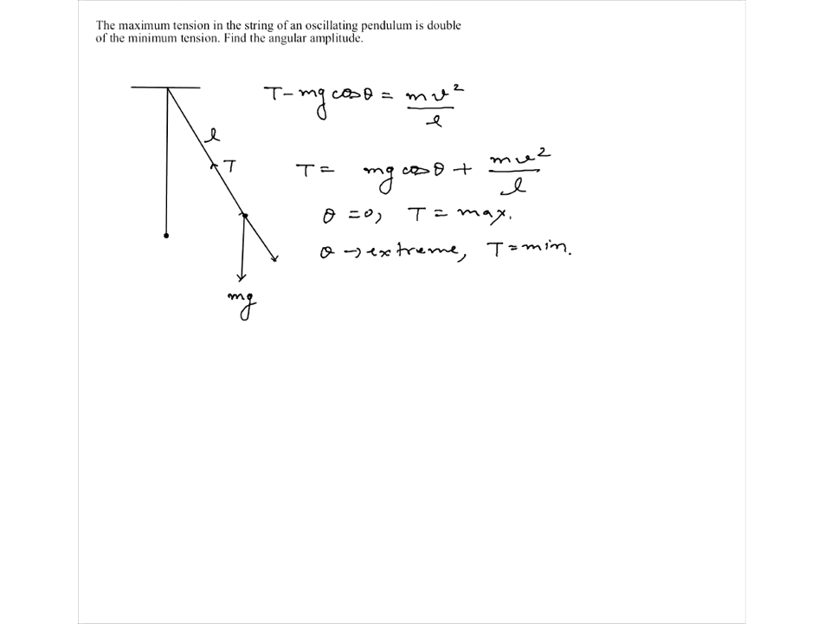That can be taken as hint or clue. Mean position, tension is maximum. Extreme position, T is minimum. Mean position, T is maximum. Extreme, T is minimum. This is your assignment question. We stop now.